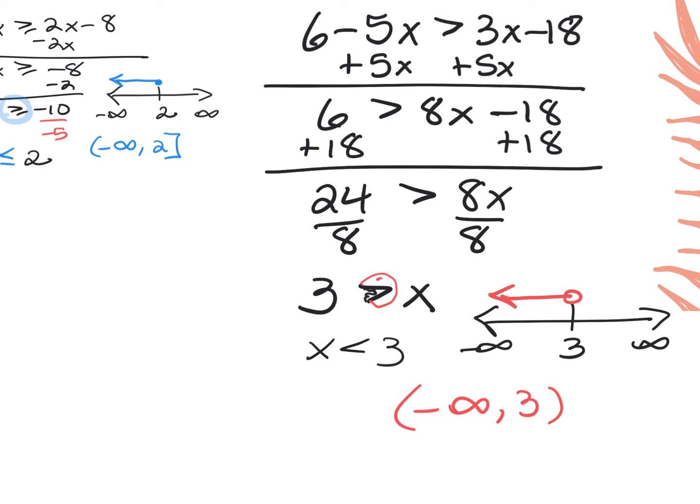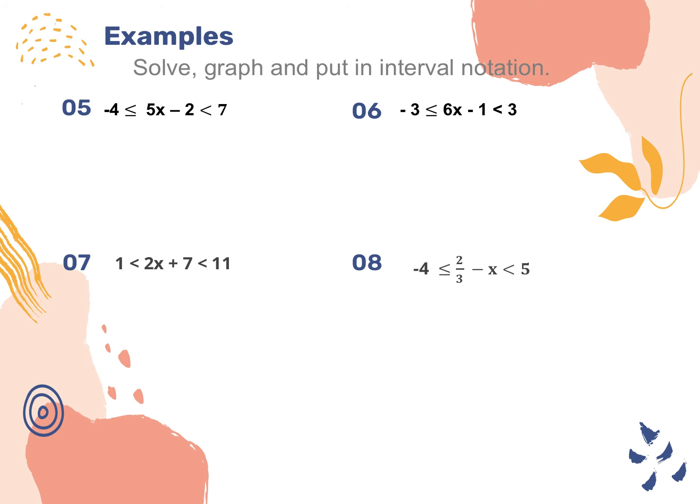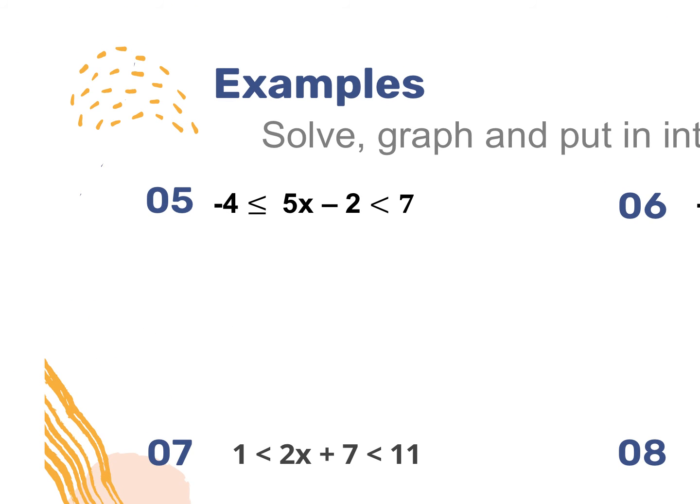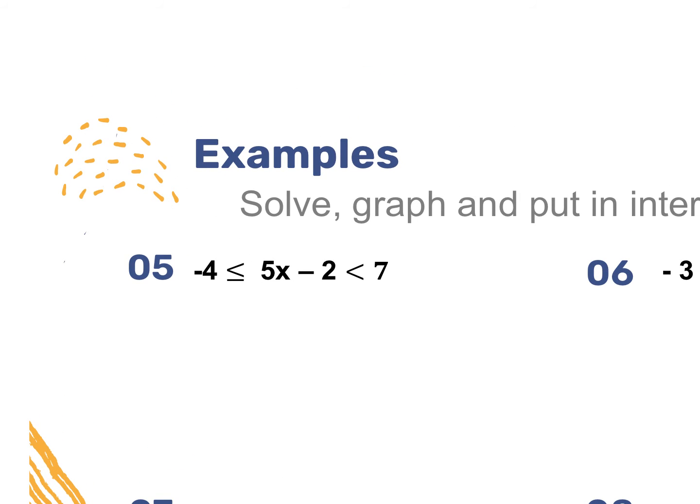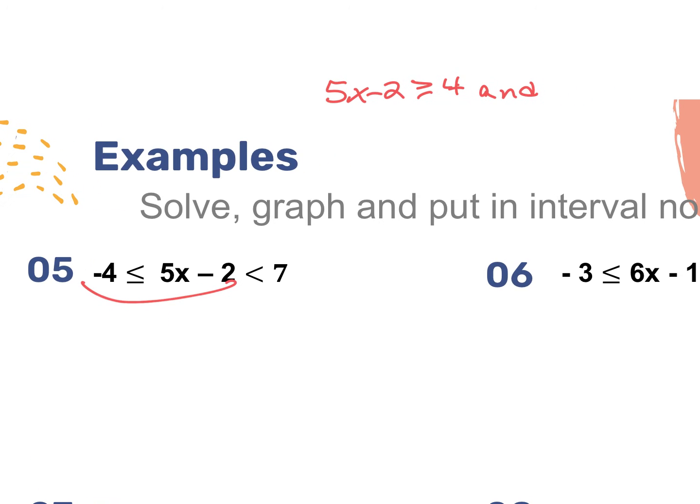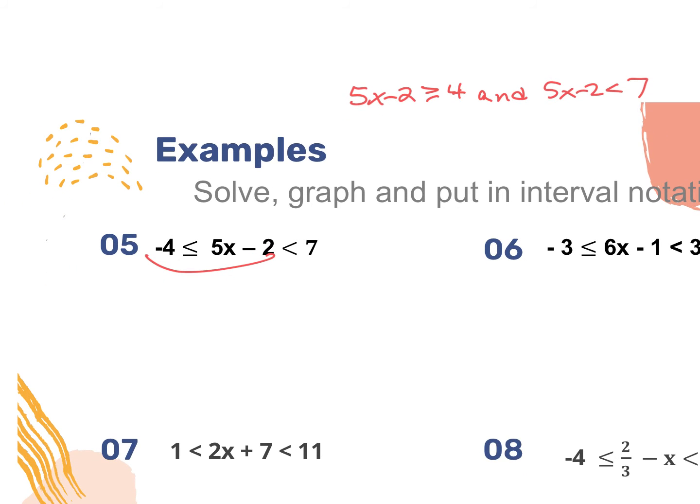Next, we'll do the compound inequalities. For the next part, I like to work with it as it is. If you prefer, you can also pull this thing apart. So what I could do is say that it's 5x minus 2, and then write an inequality for this one. Join it with the word and, then 5x minus 2 less than 7, and then solve the 2 problems individually. But I'm going to work with it as it is.